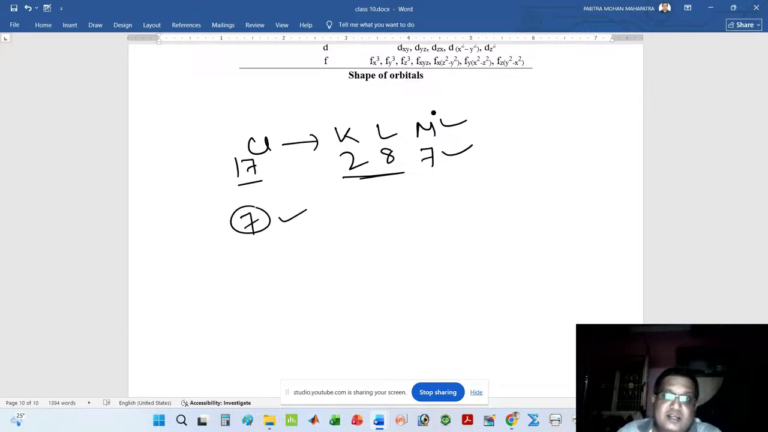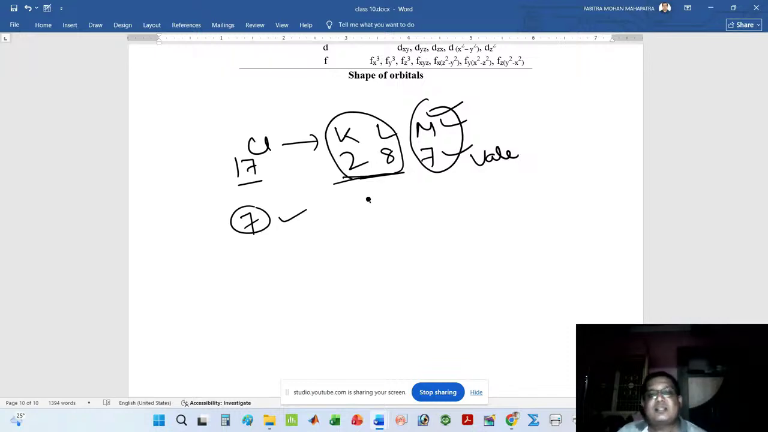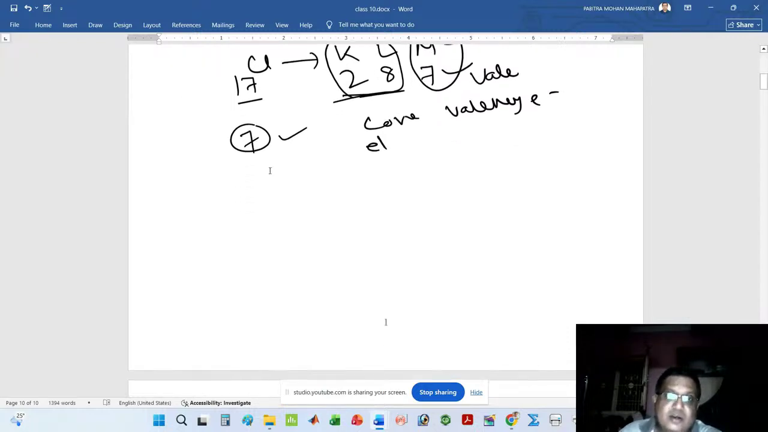Look at that. The outermost cell in which electrons are present is the M cell. So the M cell is said to be the valency cell, and the other cells are said to be inner cells, and those electrons are said to be core electrons, and the electrons present in the valency cell are said to be valency electrons. Similarly, you can think about any other atom.